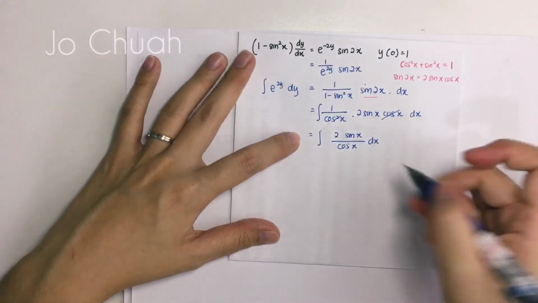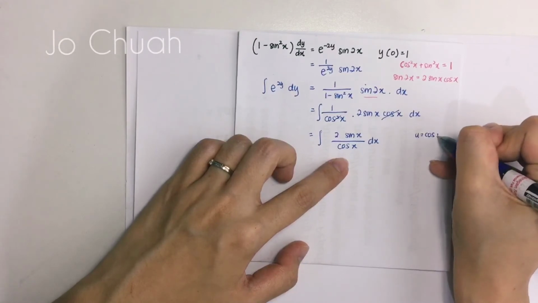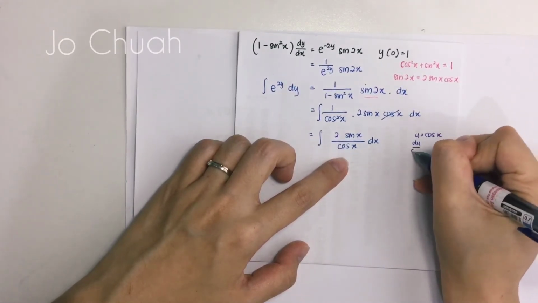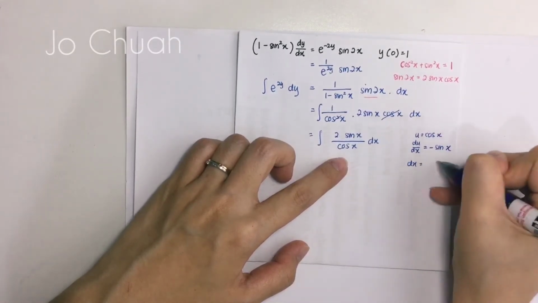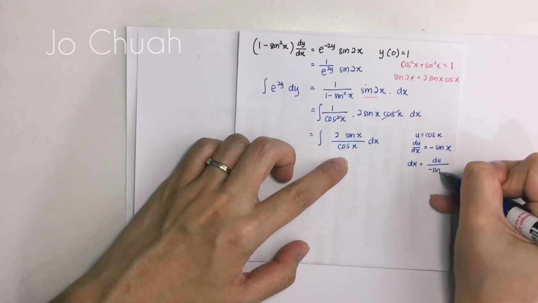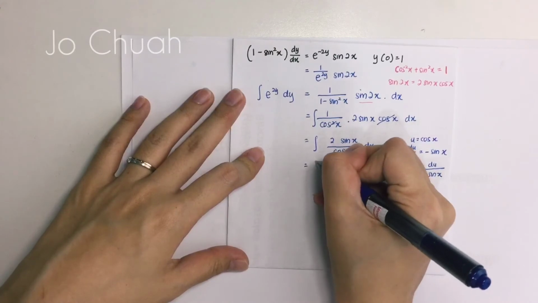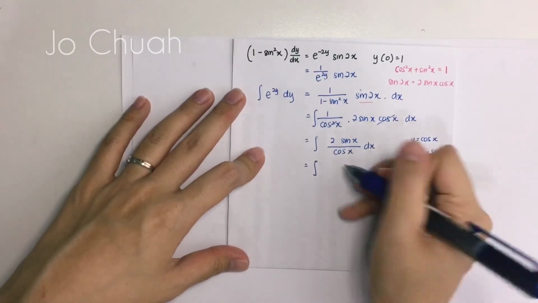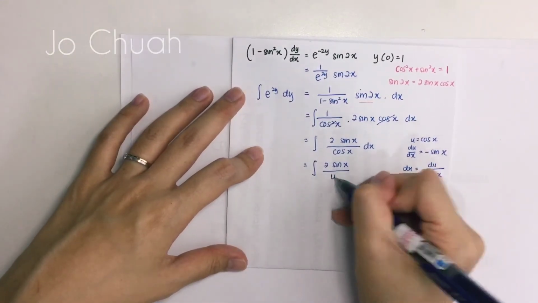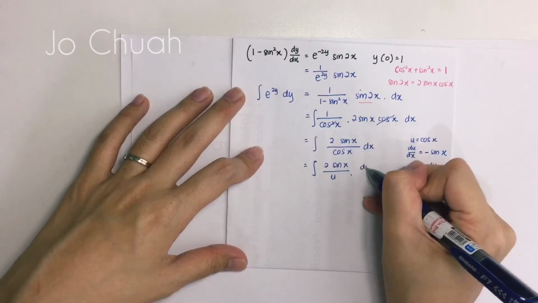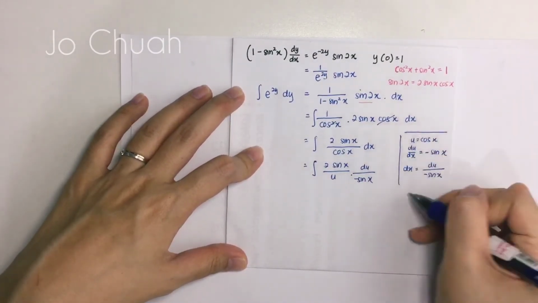Okay, so we're going to use substitution. u equals the denominator, we will take as the u. So your du over dx is actually negative sine x. So changing into dx, you have du over negative sine x. Okay, put it back here. You're going to have the integral of 2 sine x over u, and your dx is this one, du over negative sine x. I'm just going to draw a box here to separate them.